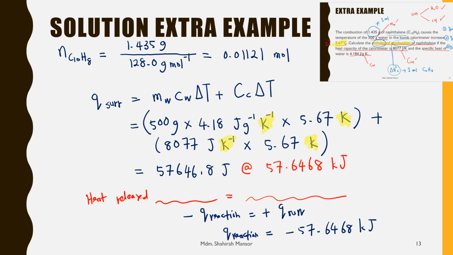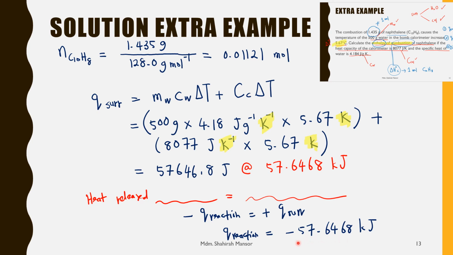57.6468 kilojoule. Now this is the energy that has been released from this reaction when we burn 0.01121 mol of this naphthalene. Burning 1.434 grams of naphthalene, equal to 0.0112 mol, will release this amount of energy. So that's why I said in the previous lecture, to obtain the energy released, the heat released, we get it from the surrounding. The surrounding will give us the information. So we have got Q reaction here.